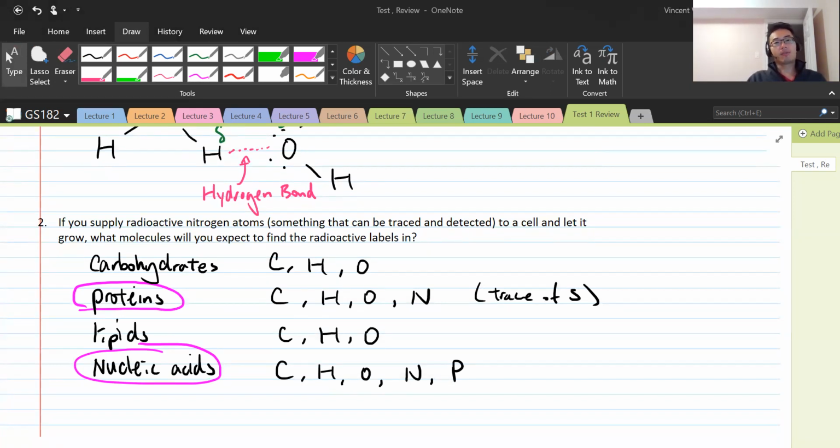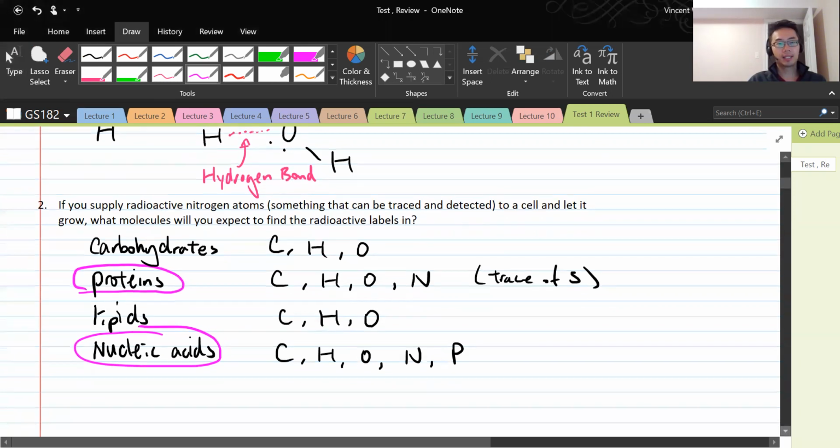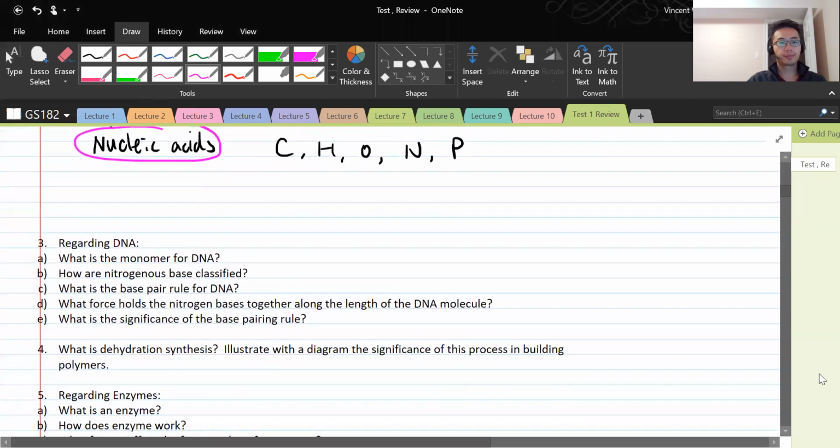All right, so if I radioactively label the phosphorus, then it will show up in the DNA, right? It will show up in the RNA, it will show up in the DNA as well. Okay, so that's that. Next question.